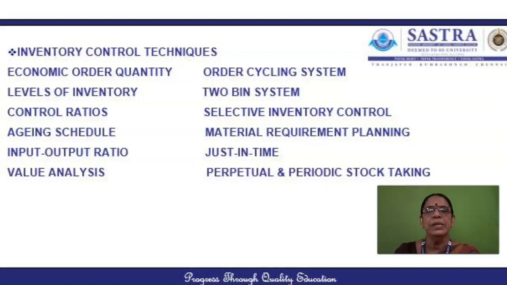Danger level: minimum consumption per day into time required for emergency purchases, that is 240 into 4, 960 units.